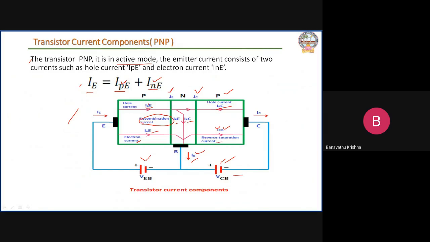So these are the current components here. So the total collector current IC equals IPC plus ICO. This is the total current constituted in the collector region, right?